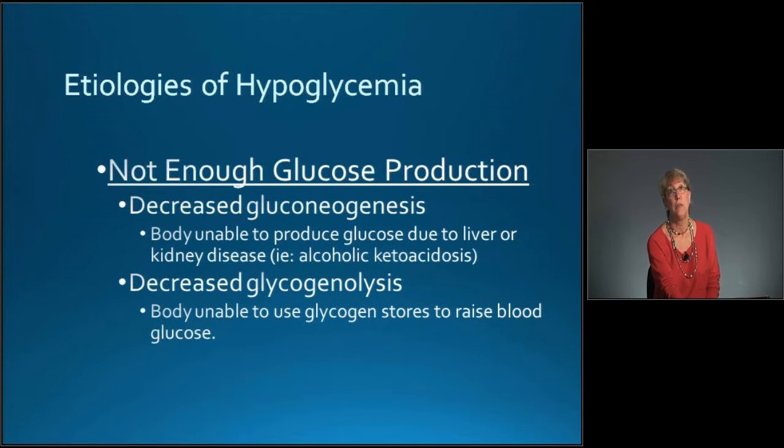Other etiologies: not enough glucose production. Let's think about the liver here. A decreased gluconeogenesis in the liver. The body's unable to produce glucose due to liver or kidney disease, for instance alcoholic ketoacidosis. Or a decreased glycogenolysis, which means that the body is not able to use the glycogen stores to raise the blood glucose. This could lead to hypoglycemia.